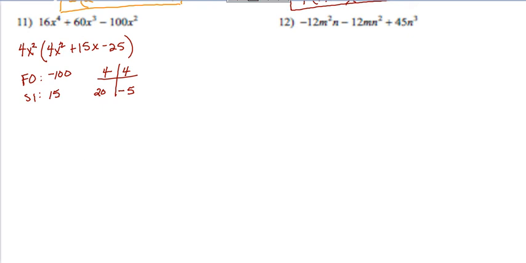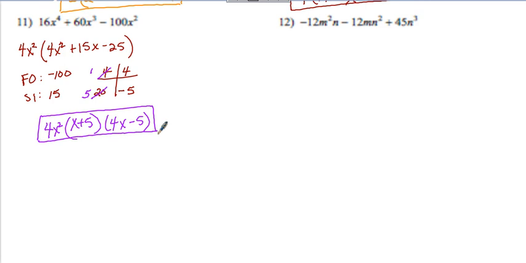Now let's reduce where we can. Nothing's happening here, but we can take a 4 out of each of these and reduce there. So we should be left with an x plus 5 and a 4x minus 5. Don't forget that we factored out a 4x squared to begin with, so that our final answer is this whole thing. It could possibly be in a different order, and that's fine. But those are the factors of our original.